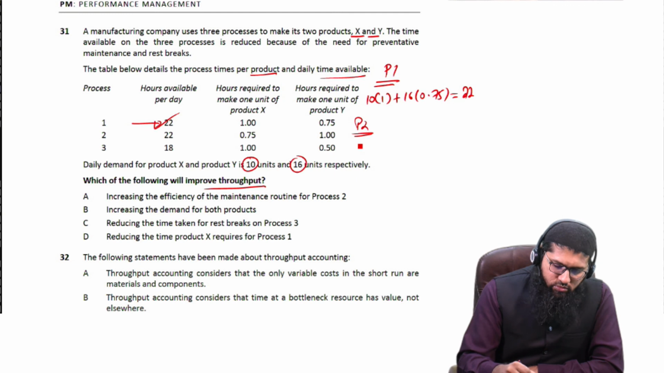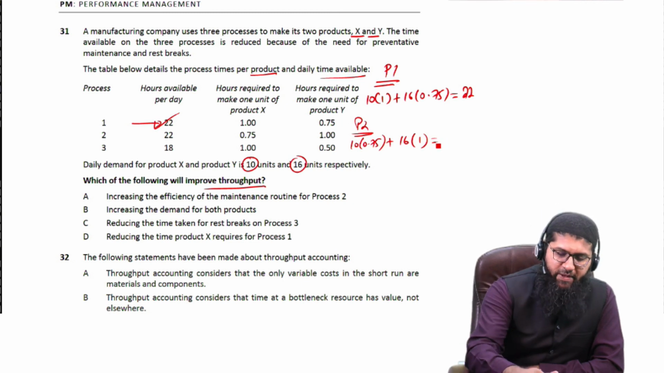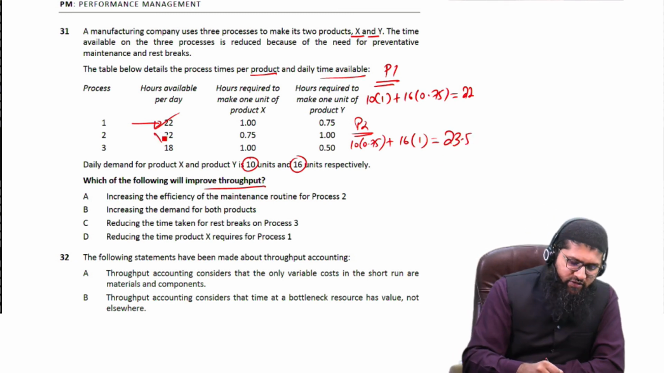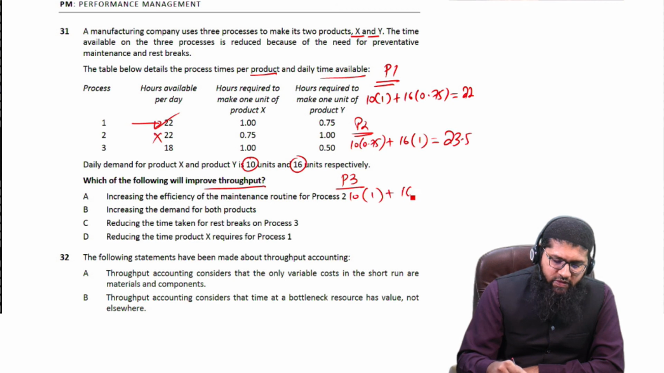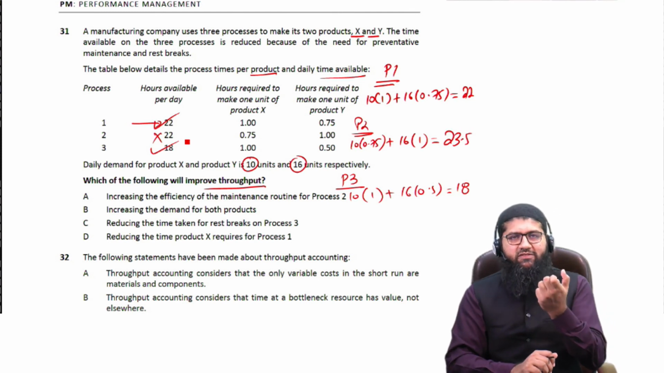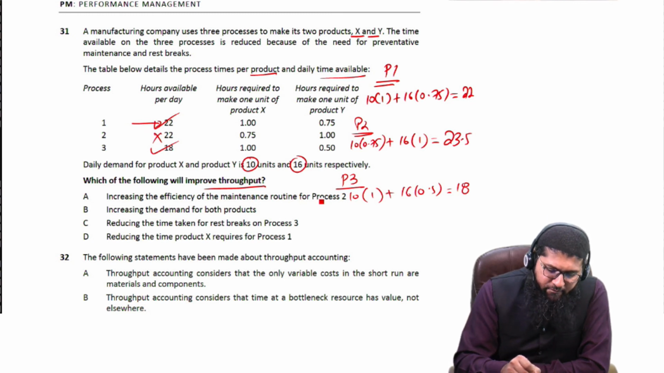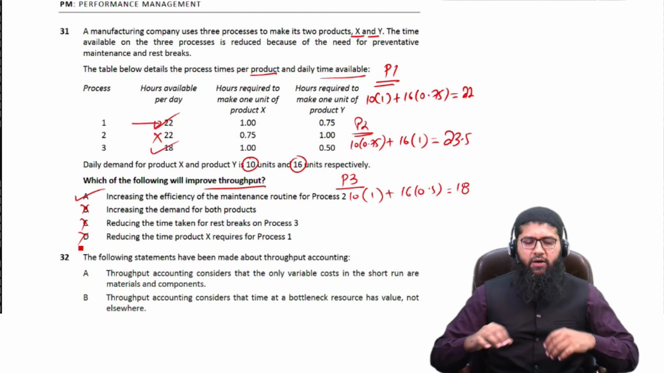Let's talk about process 2. You have 10 units of X at 0.75, plus 16 units of Y. So it's basically 10 into 0.75 plus 16, which is 23.5 hours required, so this is the bottleneck. When we talk about process 3, it's 10 into 1 plus 16 into 0.5. That gives you 18 and 18 hours. So it's process 2 that's the bottleneck, and you have to work on process 2. It says increasing the efficiency and maintenance of process 2. You don't have to do anything else. Just focus on the bottleneck resource.